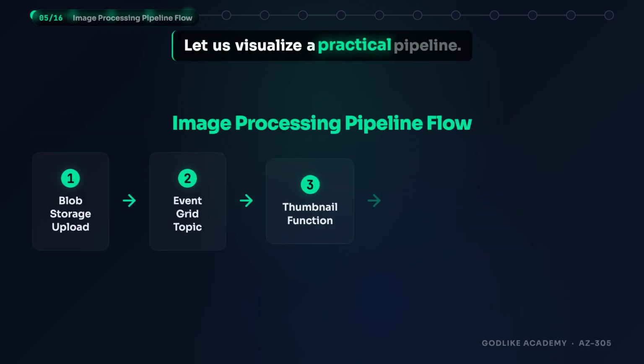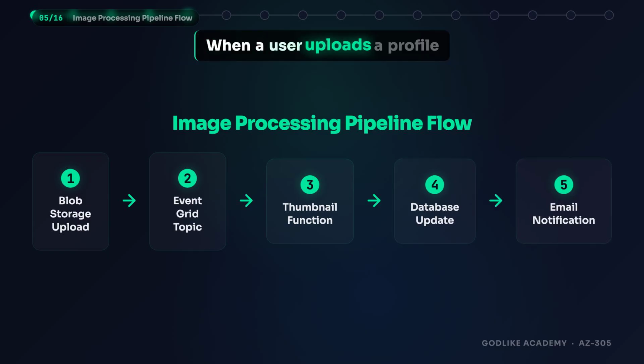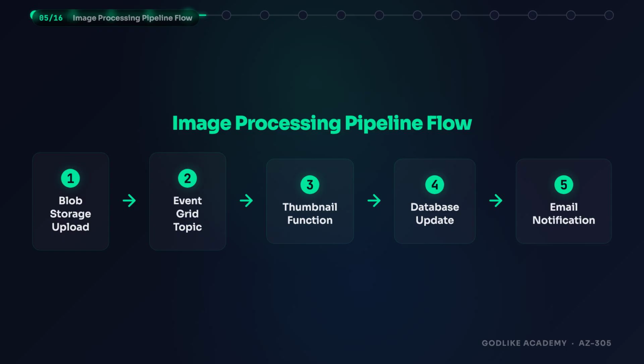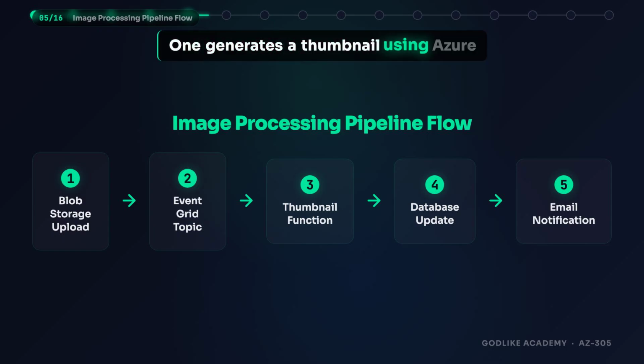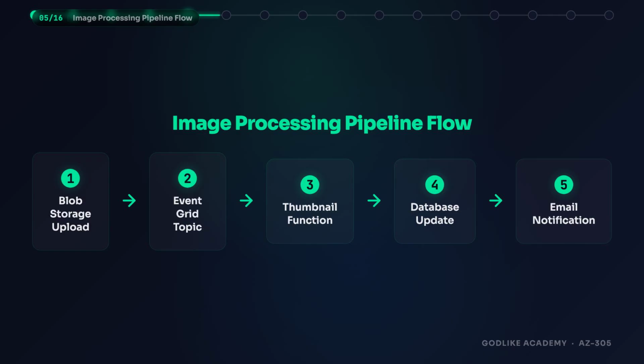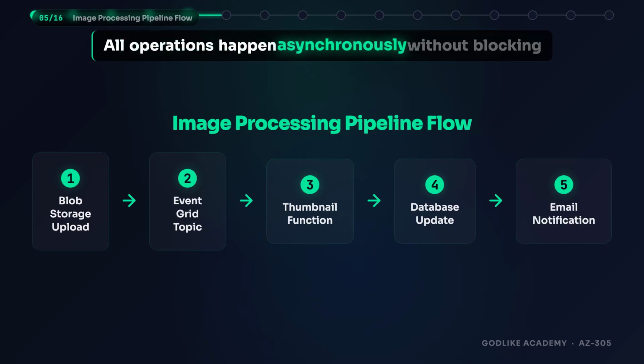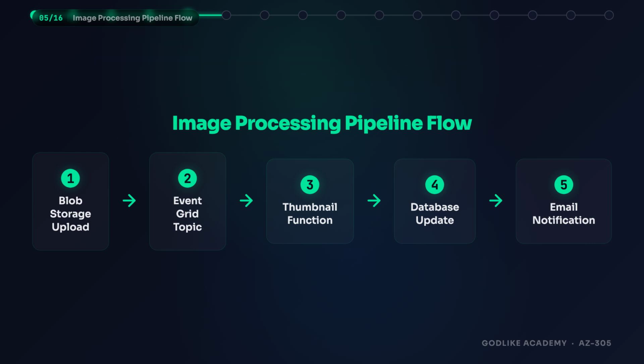Let us visualize a practical pipeline. When a user uploads a profile picture to blob storage, this triggers an object-created event. Event Grid receives this payload and fans it out to 3 independent handlers. One generates a thumbnail using Azure Functions, another updates a Cosmos DB record, and a third sends a notification email via SendGrid. All operations happen asynchronously without blocking the main thread.